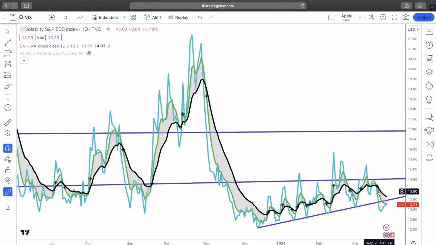Just like all the other charts, the blue line is the actual price, the green line is the 5-day moving average, and the black line is the 15-day moving average. And these purple lines are just trend lines.